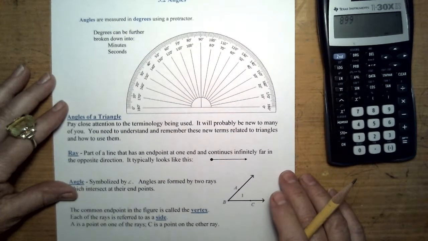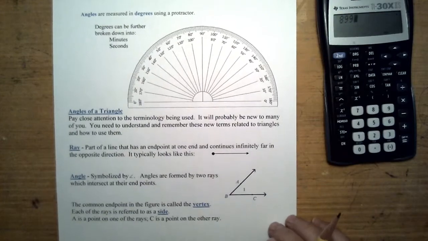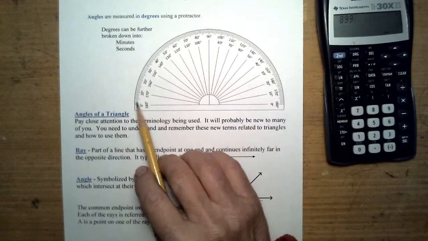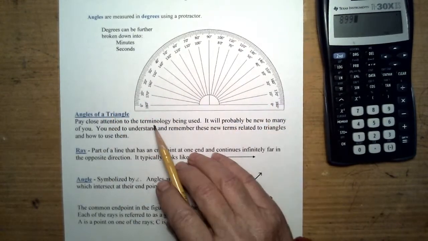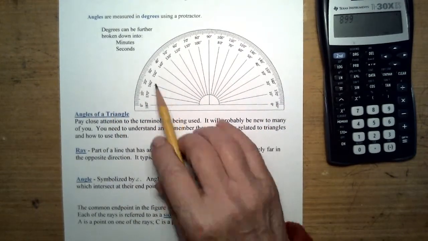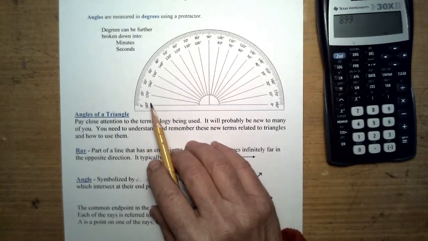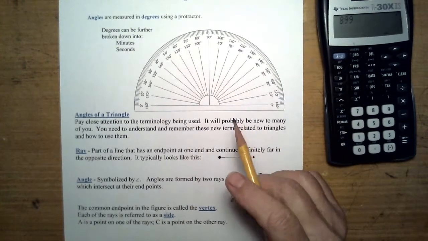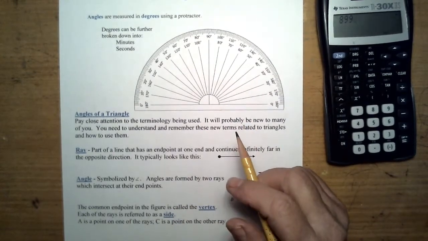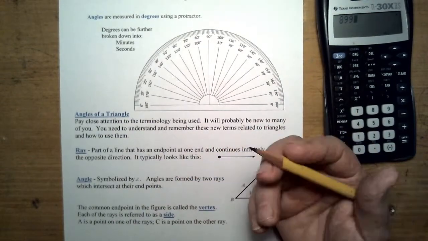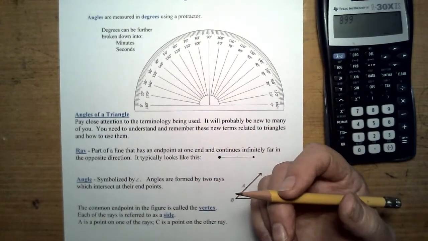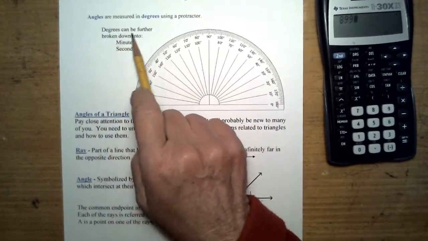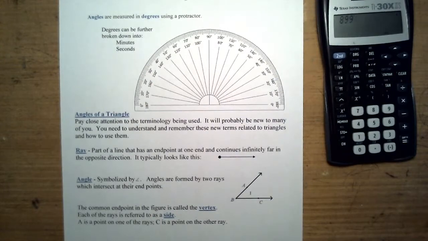We'll start off with some relatively easy new nomenclature for you so that you can get the lingo down. This is a copy of a protractor, and we're going to be using that a lot to measure angles. Angles are measured in degrees. We don't use the standard units of measure like English, inches and feet and yards, or any of the metric, centimeters, millimeters. We don't use that sort of thing. We use degrees, and degrees can be further broken down into minutes and seconds.